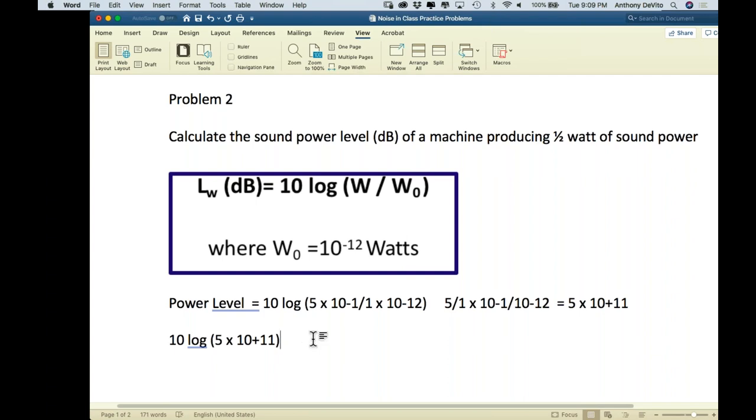Okay, so I need to find the logarithm of that. So it's going to be 10 times the logarithm of 5. What's the logarithm of 5? Let me look it up.